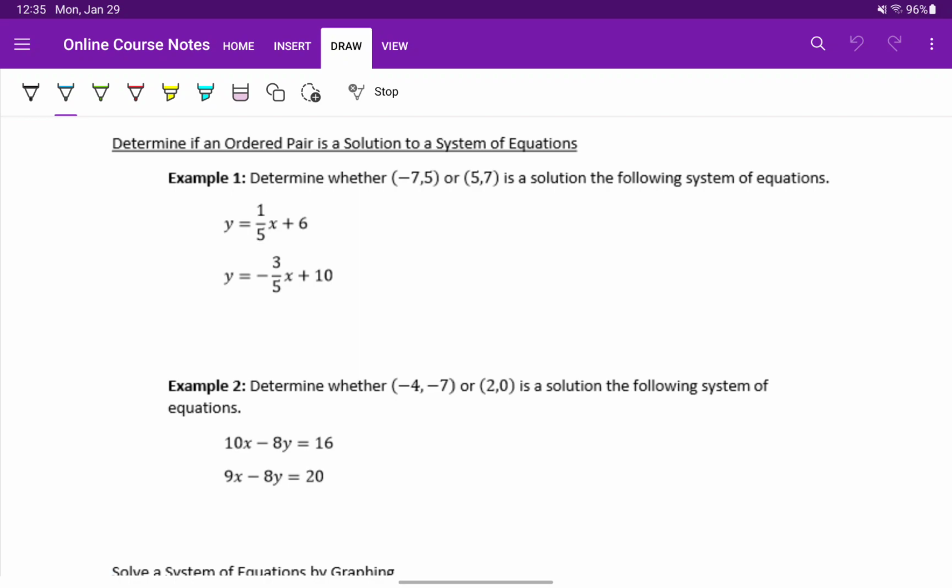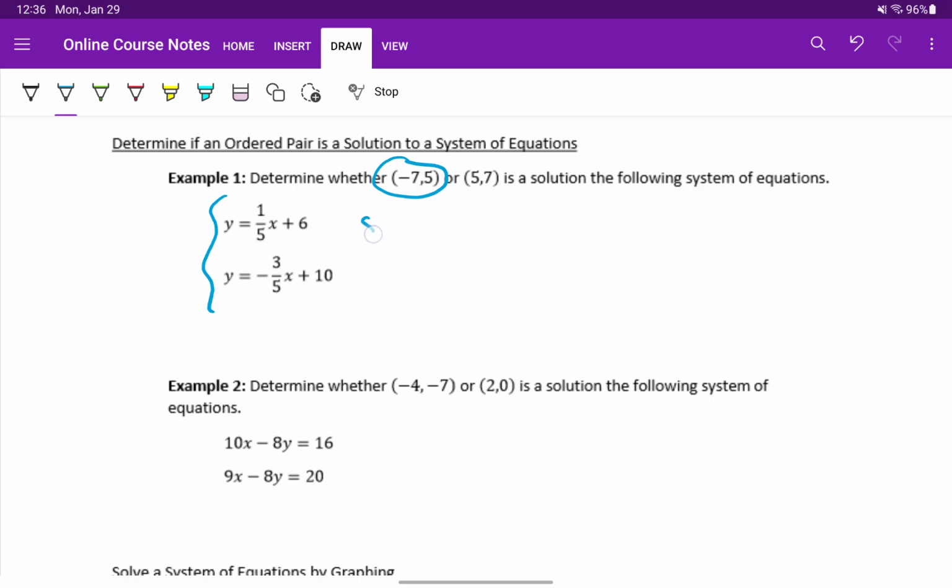In example 1, we're going to look at the points (-7, 5) and (5, 7) to determine which one is a solution to this system of equations. What we need to do is test each pair and see if it makes both statements true. In order for an ordered pair to be a solution, it has to make the first statement and the second statement true.